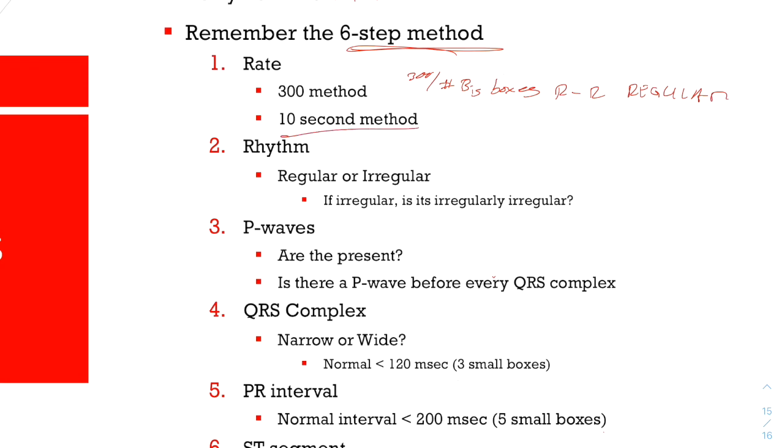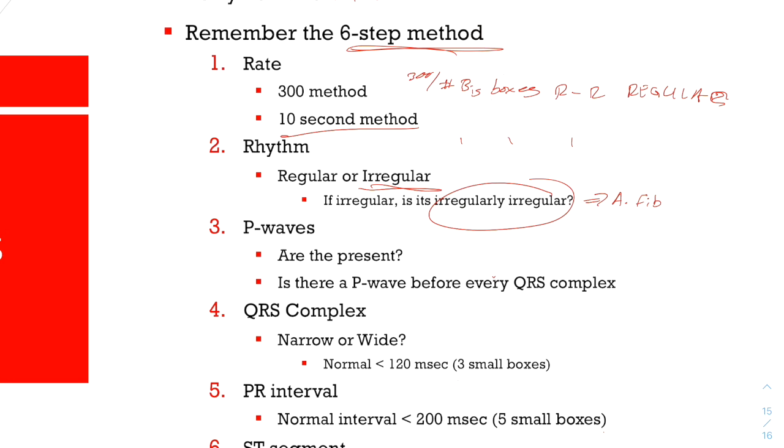Whereas the 10-second method, you can use with any type of rhythm, regular or irregular, and then you can determine your rate that way. Again, for rhythm, regular or irregular, you use your little tally marks and you move them across your ECG tracing to see if they match up. If it is irregular, have a good look at it and then determine if it's irregularly irregular, which is basically going to tell you that this is an ECG that's showing AFib.